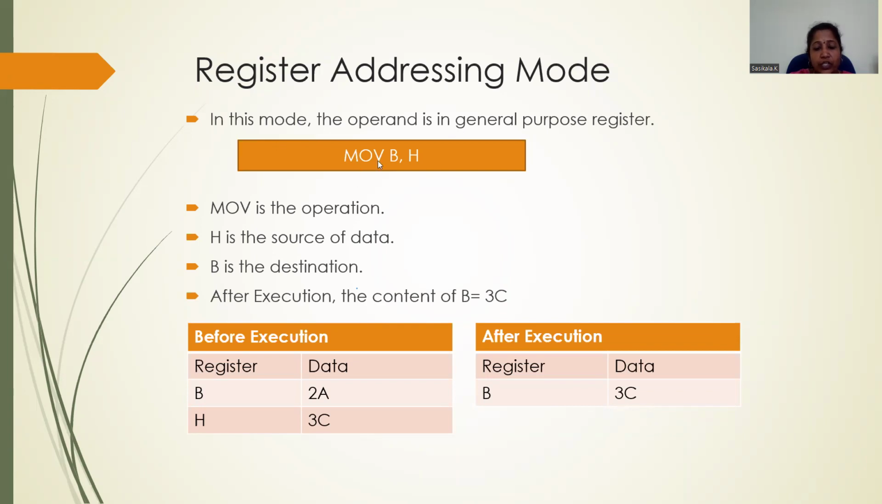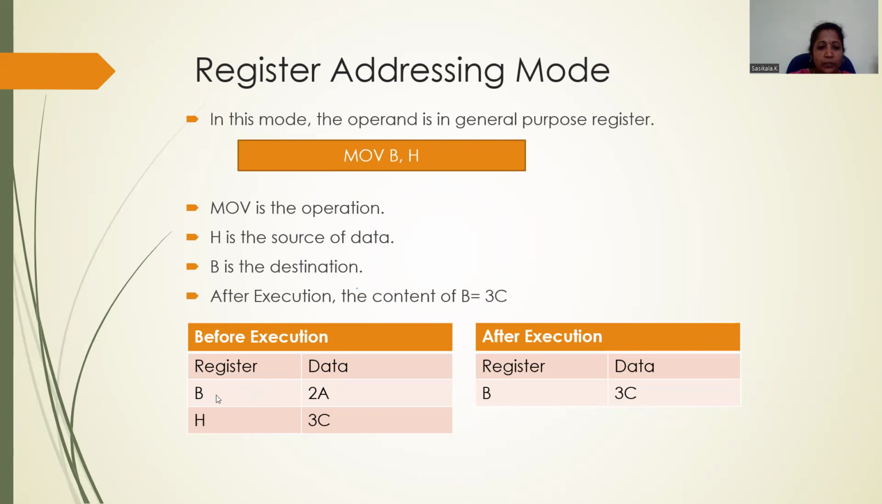So here the instruction is MOV B, H. So here the data is in the register. MOV B, H means the content of H is moved to B. So here H is the source and B is the destination and MOV is the operation. So after execution, the content of B becomes 3C.